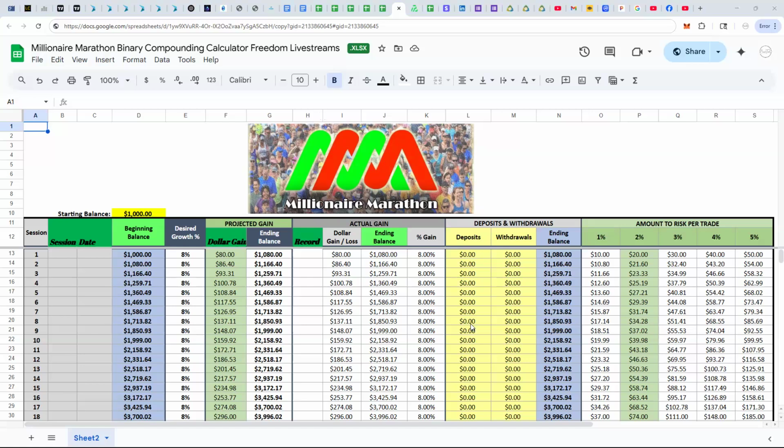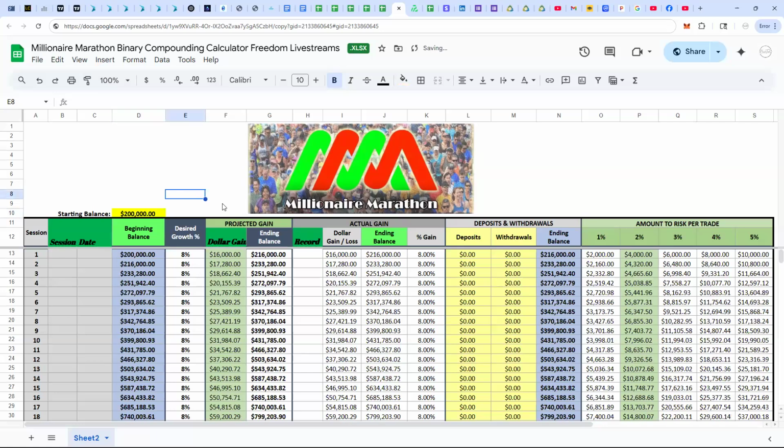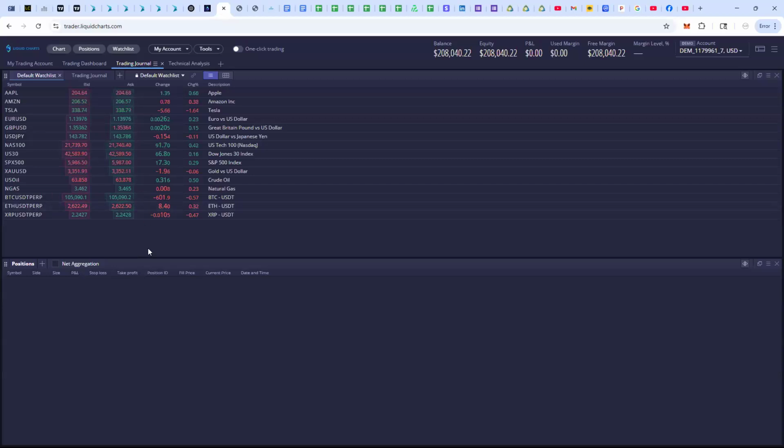Yeah, I wanted to get the full 8% today, but I don't believe in that. That just looks like a hard situation. Here we go. Let's see, what did we make today? 8,040.